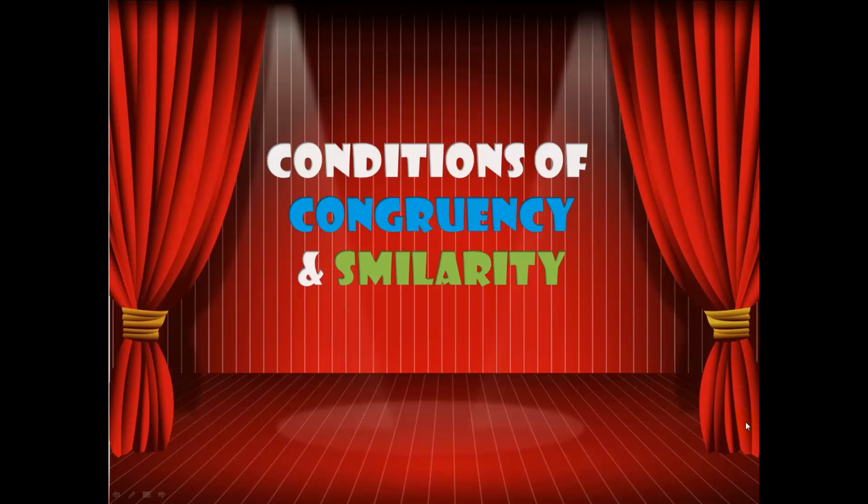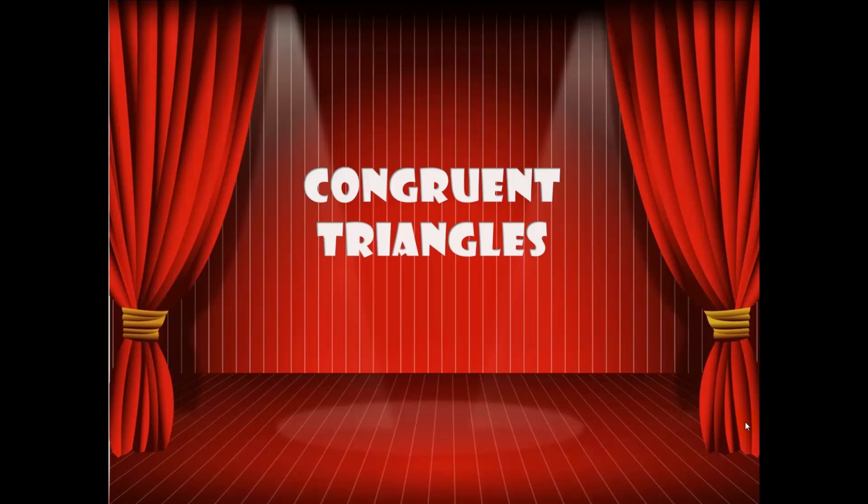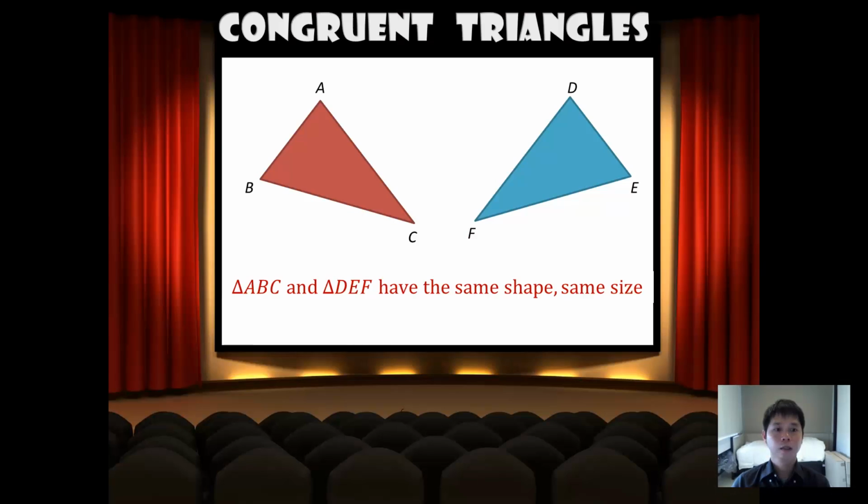In this chapter, we shall learn about the conditions of congruency and similarity. Let's start off by learning about congruent triangles. So what are congruent triangles? If triangle ABC and triangle DEF have the same shape and the same size, it means that triangle ABC is congruent to triangle DEF. In other words, they are actually the exact same triangles.